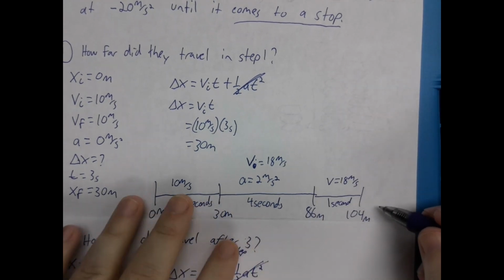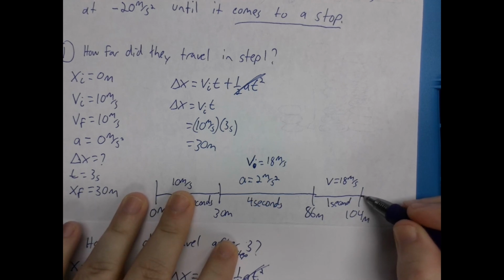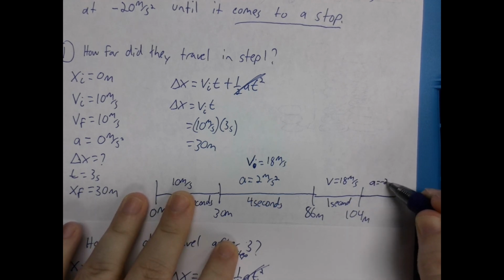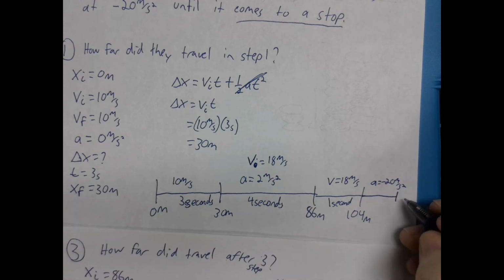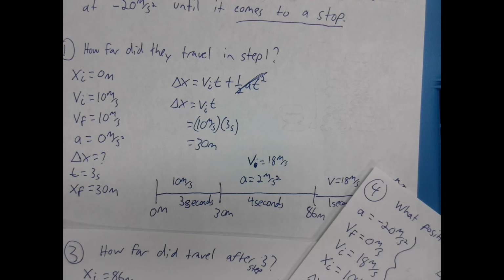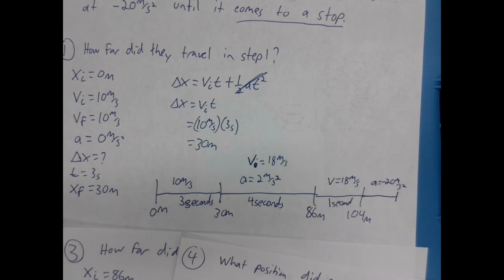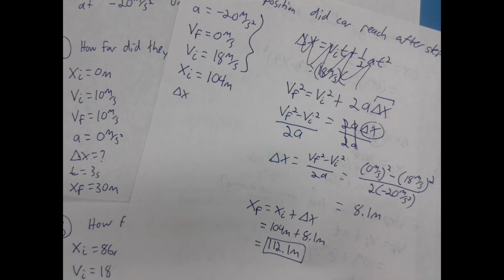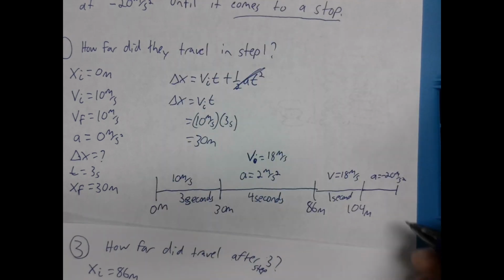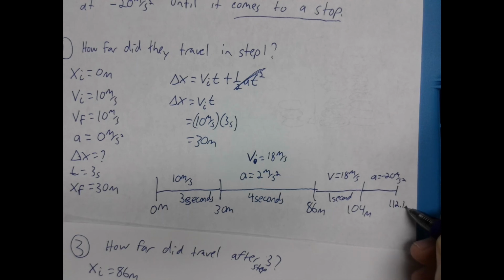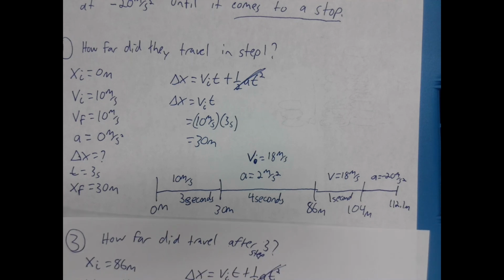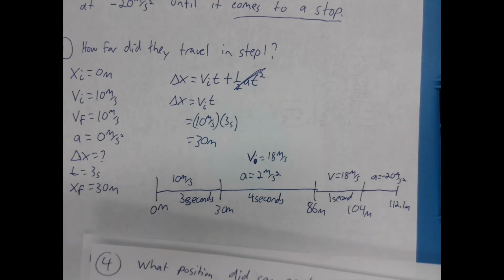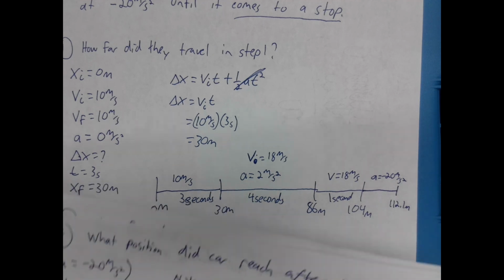And then lastly, it slammed on the brakes, accelerating at negative 20 meters per second squared, and eventually reached a distance of, not 104, 112.1 meters. We could also, for step 4, figure out how much time it took.